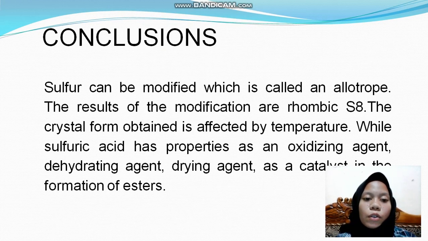Conclusion: sulfur can be modified, which is called an allotrope. The results of the modification are rhombic sulfur. The crystal form obtained is affected by temperature, while sulfuric acid has properties as an oxidizing agent, dehydrating agent, drying agent, and as a catalyst in the formation of ester.